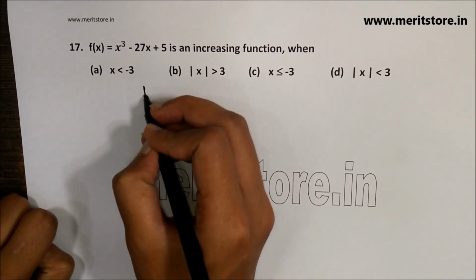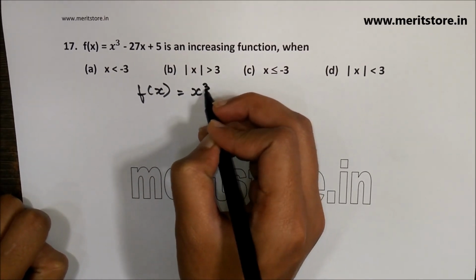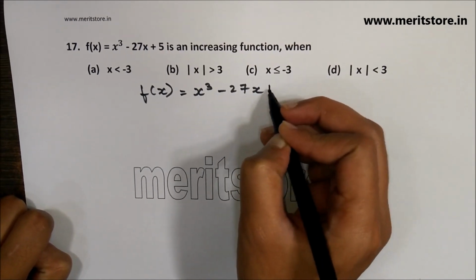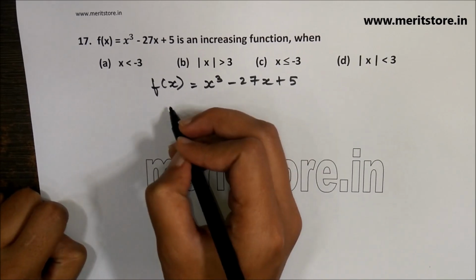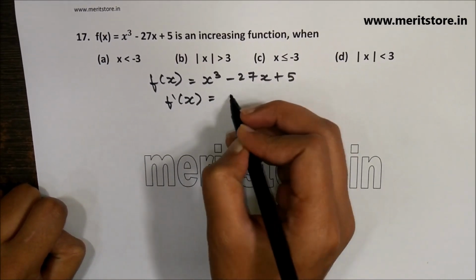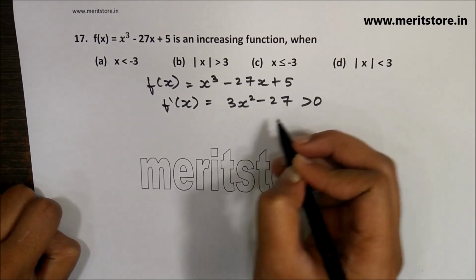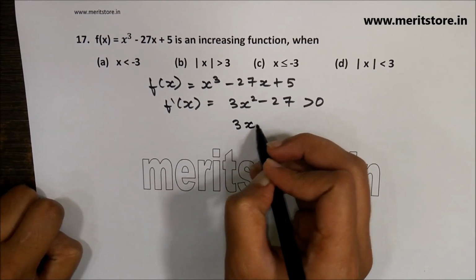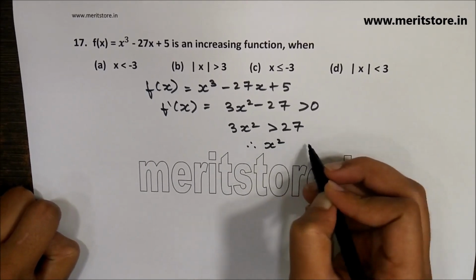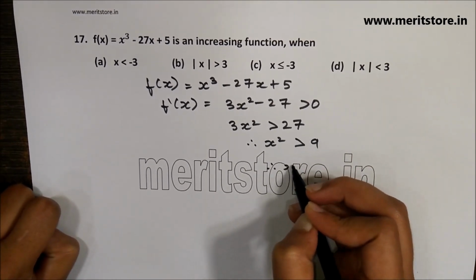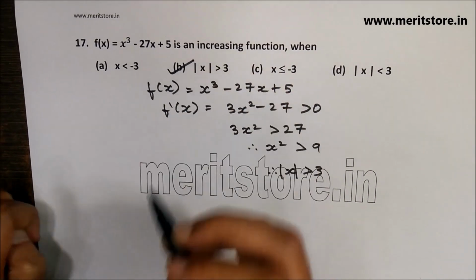So for a function to be increasing, f dash should be greater than 0. Therefore, for f of x equal to x cube minus 27x plus 5, the differentiated term f dash x will be 3x square minus 27. So we can write this as 3x square greater than 27. Therefore, x square is greater than 9. x is greater than 3. We have to put a mod here. Option B is the correct option.